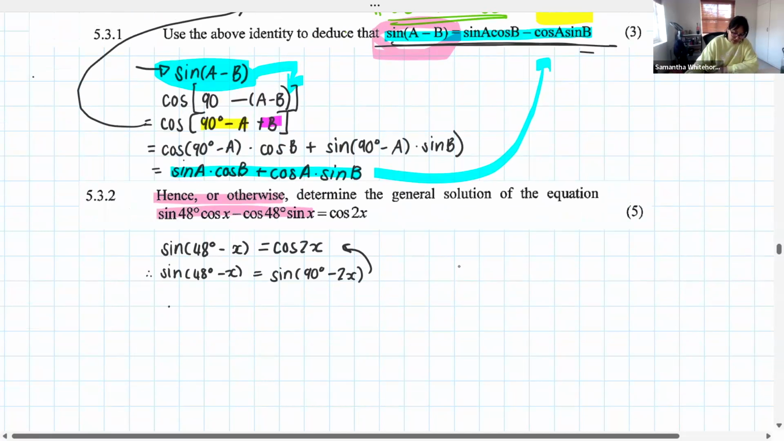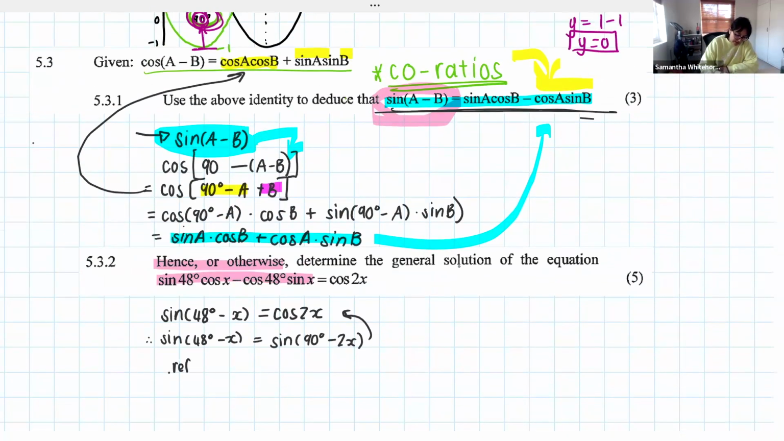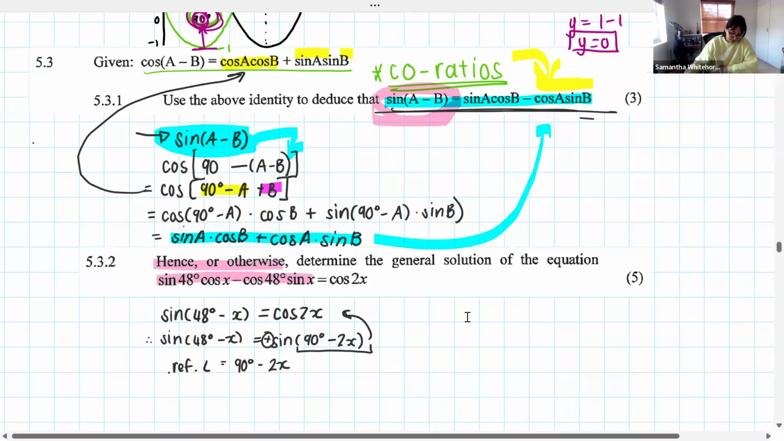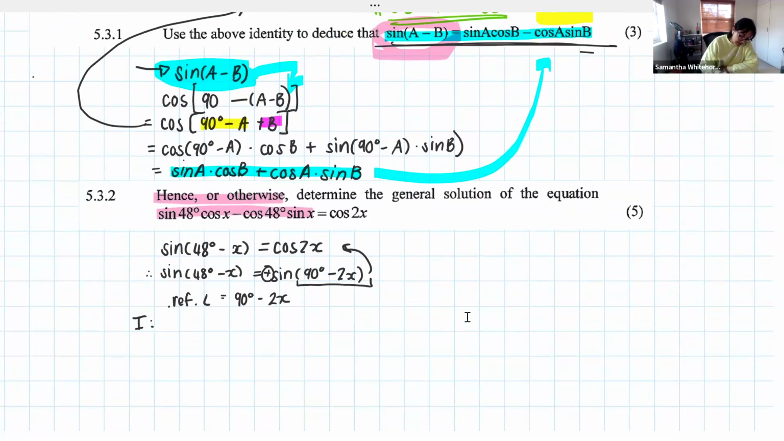Now remember, when we are solving a trig equation, we need a reference angle. In this case, my reference angle, I always pick as the left-hand angle when there is a situation where I can't type shift sine onto my calculator. So my reference angle here is 90 minus 2x. And because sine is positive here, I'm working in quadrants 1 and 2. Okay, so quadrant 1 solution would be my angle 48 minus x is equal to the reference angle 90 minus 2x, and then the whole plus k times 360, etc.